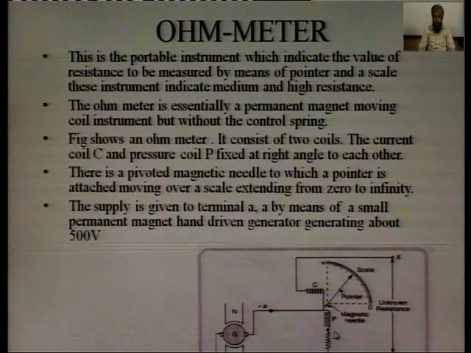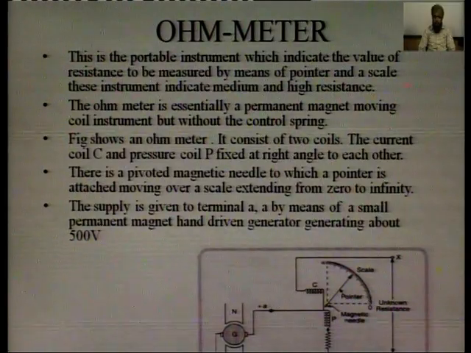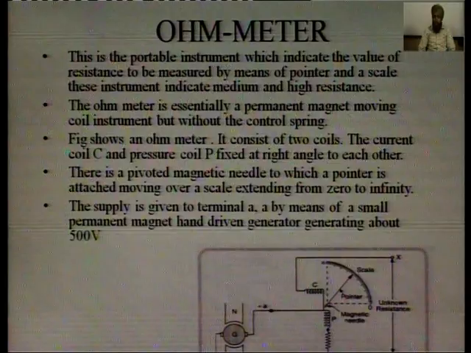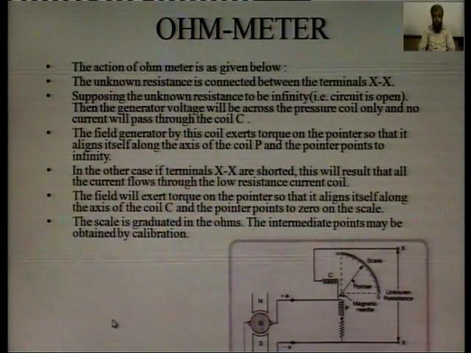The figure shows an ohmmeter. It consists of two coils, the current coil C and the pressure coil P, fixed at right angles to each other. There is a pivoted magnetic needle to which a pointer is attached, moving over a scale extending from 0 to infinity. The supply is given to the terminal A by means of a small permanent magnet hand-driven generator generating about 500 volts.